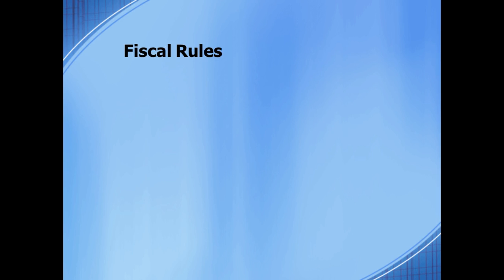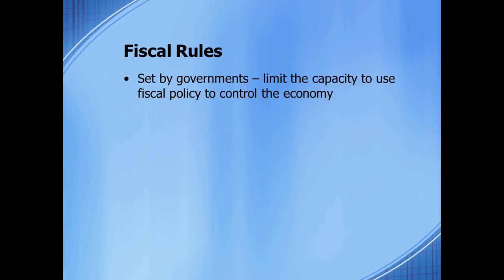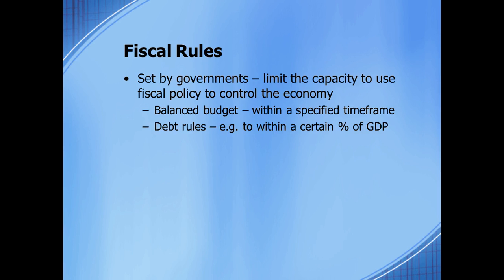We think about fiscal rules, and there does have to be clearly some rules to remove uncertainties. So they're set by governments to limit the capacity to use fiscal policy to control the economy. So a balanced budget within a specified time frame, there could be a commitment to this. As we said earlier, Conservatives make commitments in their manifestos to do this and to try and get spending under control.